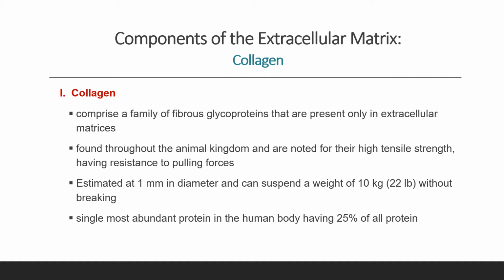So it is also very important that we also consider our weight. Usually people that have heavy weights, right? They do tend to have this friction between their collagen or these connective tissues. So they rub against each other. So it's very important as well that we also consider the amount of weight of a certain organism. And then this is actually the single most abundant protein in the human body, having 25% of all the proteins.